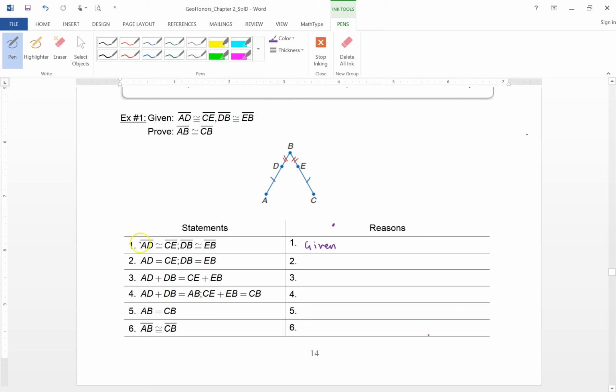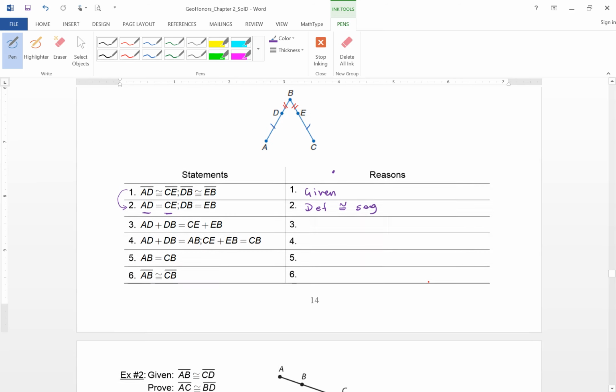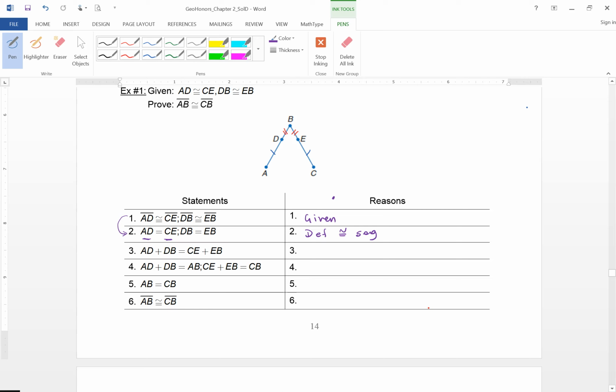So from this, it immediately follows that AD is equal to CE. The length of AD is equal to the length of CE. So how did I get step number 2 from step number 1? Well, it's because that's what congruent means, right? So this is what? Definition of congruent segments. All right, and you can abbreviate like this. Okay, you have some leeway to abbreviate, and you'll get the hang of what some of the conventional abbreviations are.